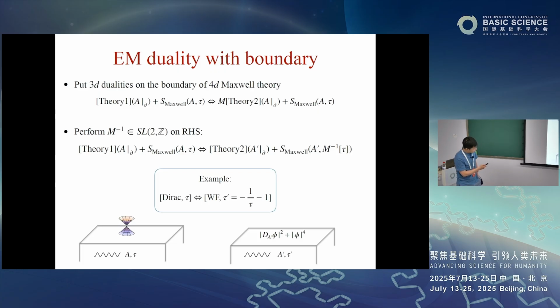Okay, so what you end up getting is that theory 1 is now dual to theory 2, but the bulk coupling is changed. So this bulk coupling becomes the original tau, but now shifted by the inverse SL2Z operation. The example here is that a Maxwell theory with a boundary Dirac fermion is dual to another Maxwell theory with a boundary Wilson-Fisher boson, but now with the gauge coupling shifted this way.